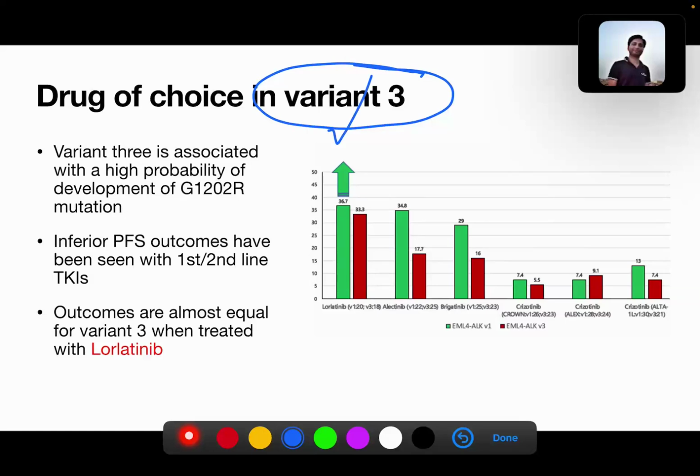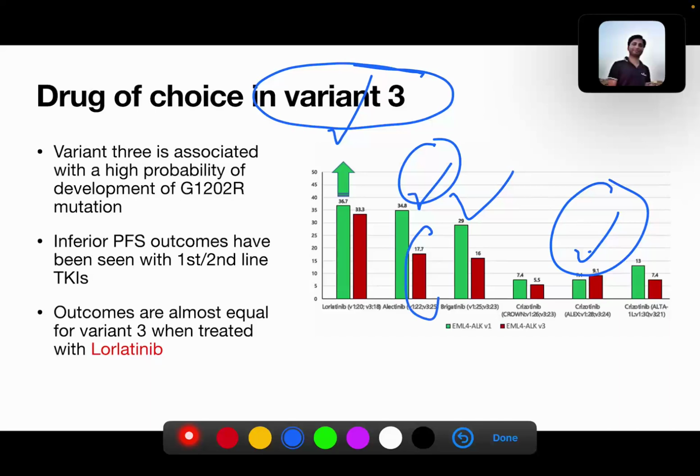mutation. ALK EML4 variant 3 fusion has poor outcomes with first and second generation TKIs, as you can see here: poor outcomes with crizotinib, poor outcomes with brigatinib, poor outcomes with alectinib, right? You can see here, variant 3 has poor outcomes. But with lorlatinib, despite having variant 3, there are good outcomes, almost on par with other variants, which shows increased efficacy in variant 3, unlike first and second generation ALK inhibitors. So variant 3, always give lorlatinib.